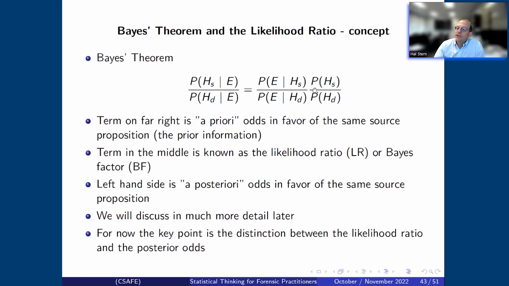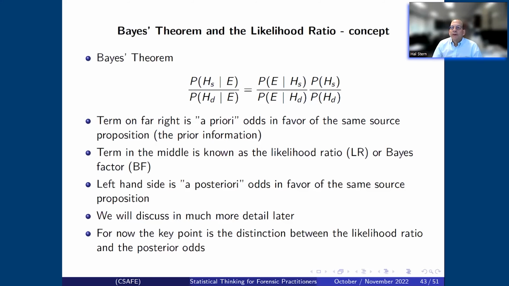And what Bayes' rule tells us is if you multiply the prior odds times the likelihood ratio, you end up with what's known as the posterior odds. The posterior meaning after, in this case, after looking at the evidence. So after I look at the evidence, I can say I've updated my odds for the same source versus different source.